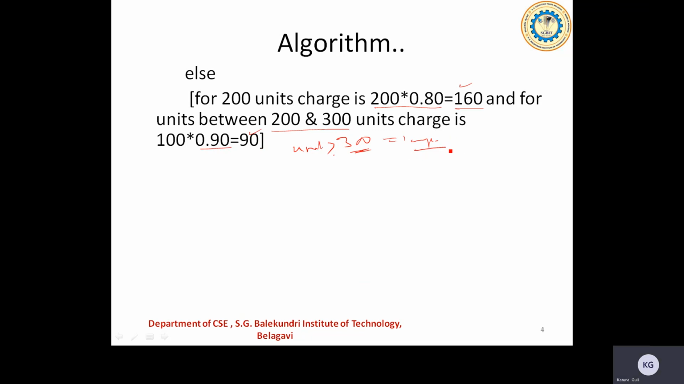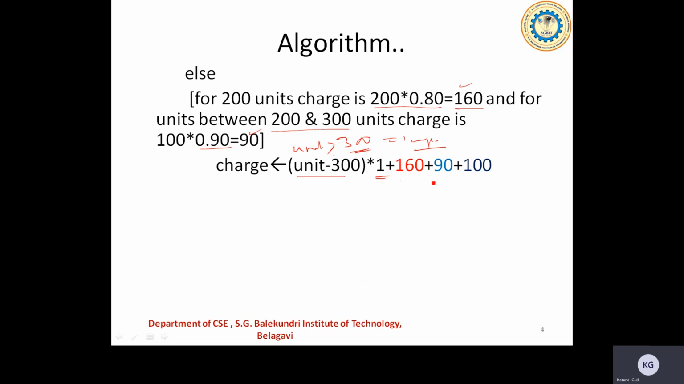Therefore, the total unit that is coming over the 300 units is unit minus 300. That's what we are supposed to write, and for that we have to pay 1 rupee. That's what we are writing in this case: charge is equal to unit minus 300. So why is it unit minus 300? Because for above 300 units, whatever units we are consuming, for that we have to pay 1 rupee.